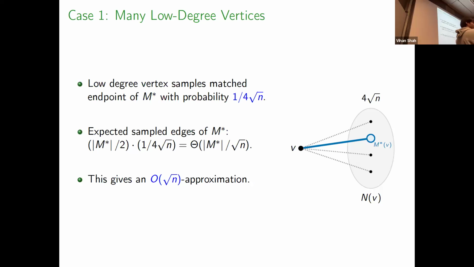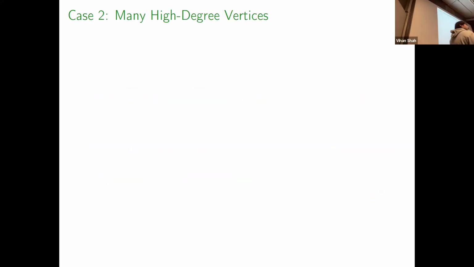Right? And so this gives us a root n approximation. This makes sense, right? Good. Now, the other case is slightly trickier. When you have many high degree vertices, what happens?